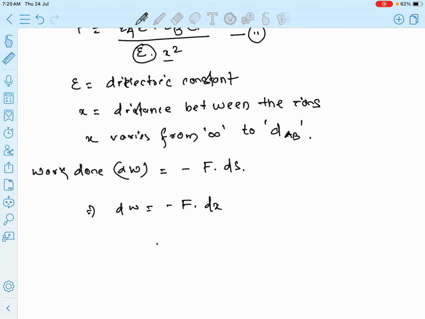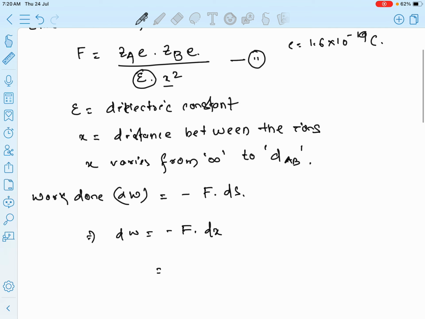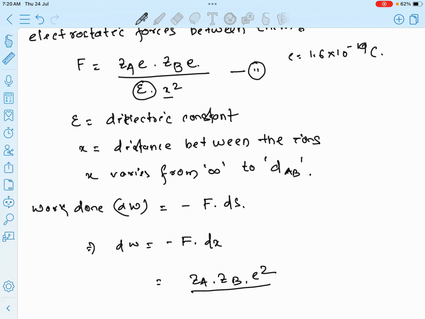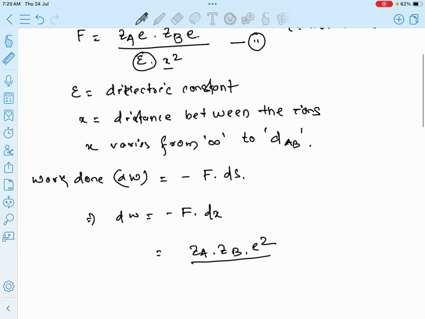Now what is the magnitude of f? The magnitude of f is here ZA into ZB, here E is there, here E is there. That will be E square divided by x square multiplied by dx and 1 by epsilon. We have taken the solvent to be evenly distributed.